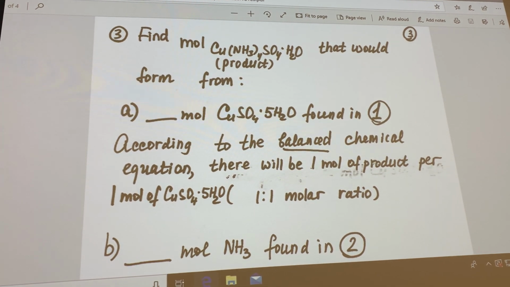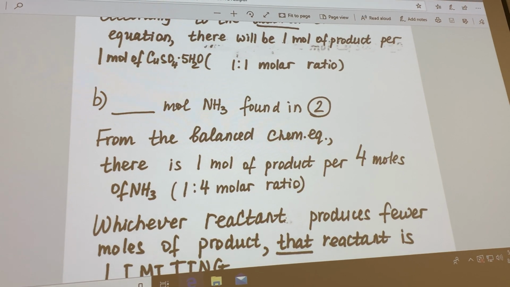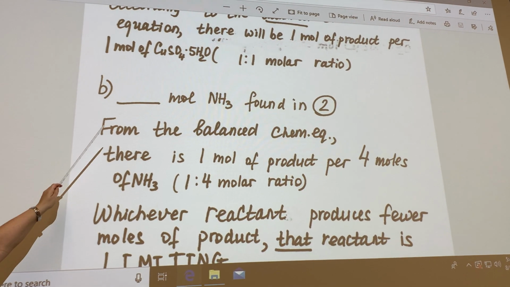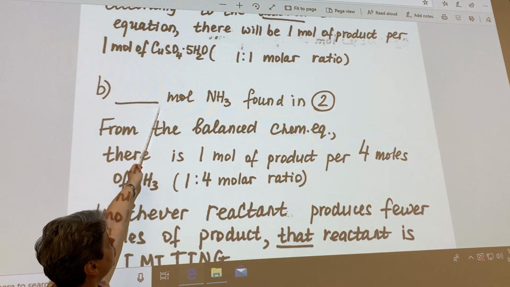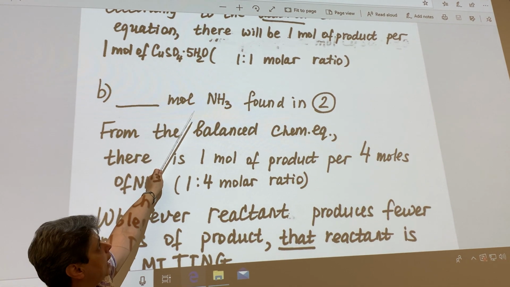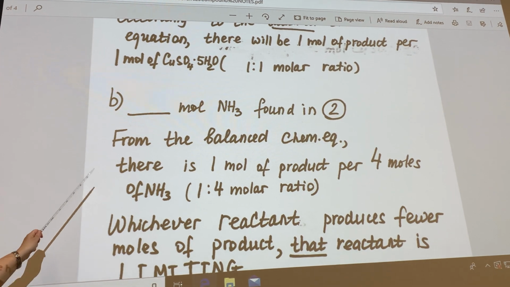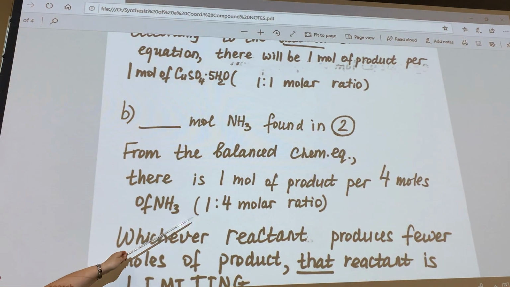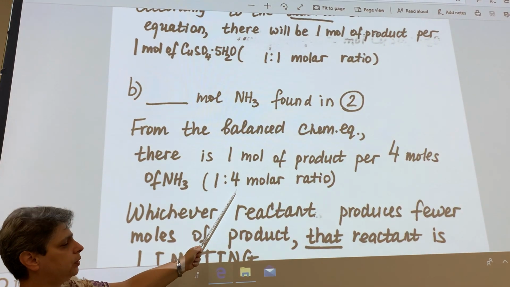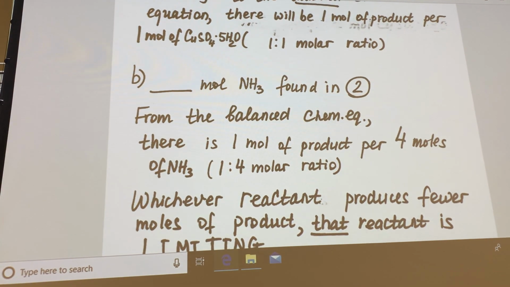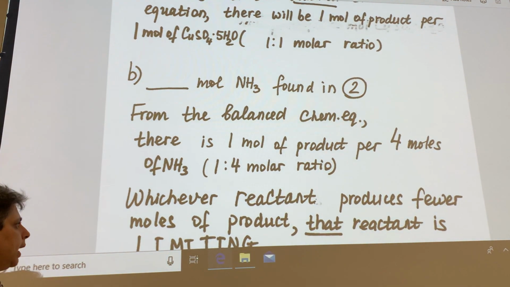Then you're going to find how many moles of product can be found from moles of ammonia used. So you will have found how many moles of ammonia was measured and used for the reaction. That's what you found in step 2. And then you need to use the balanced equation where, again, 1 mole of product is produced from 4 moles of ammonia. So when setting up your dimensional analysis, finding moles of product, don't forget 1 mole of product is produced by 4 moles of ammonia.